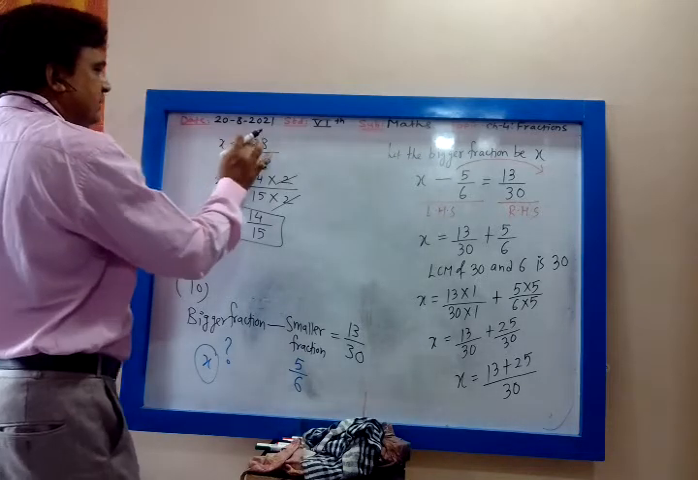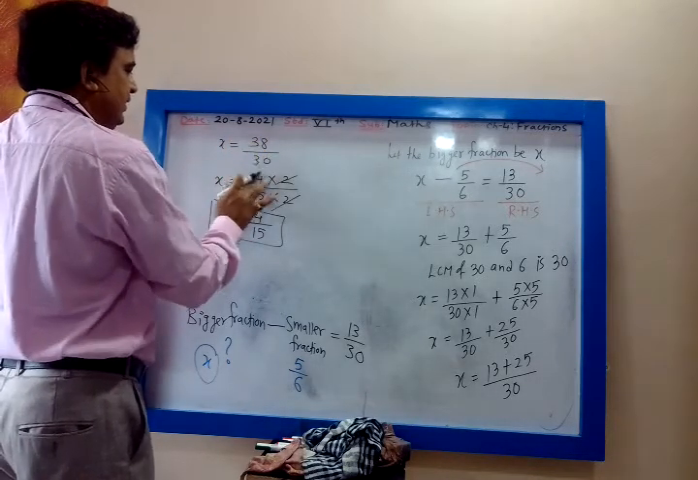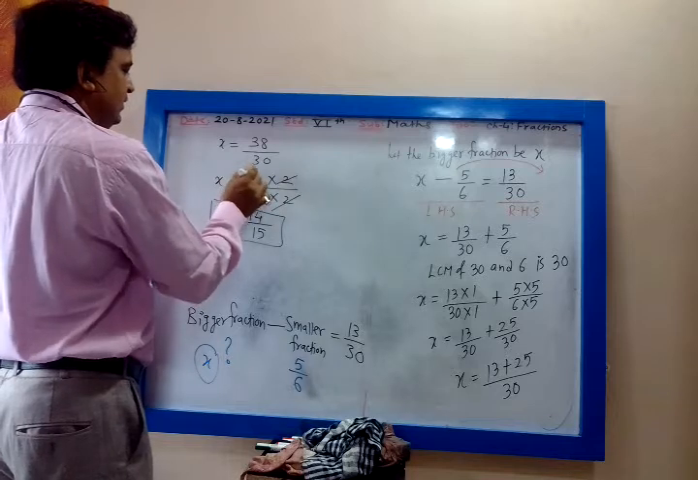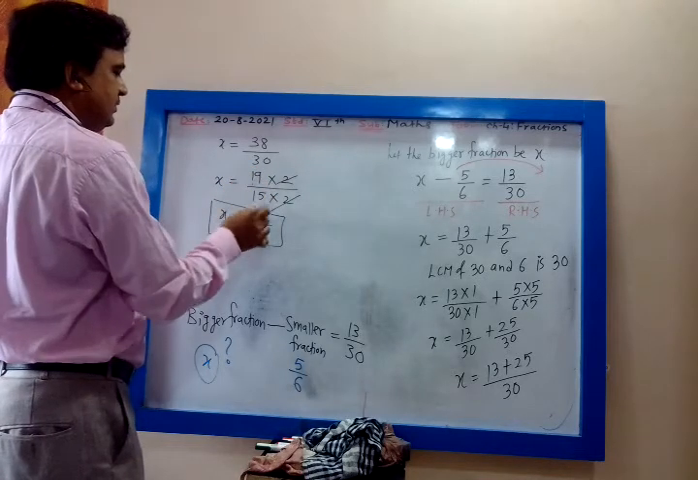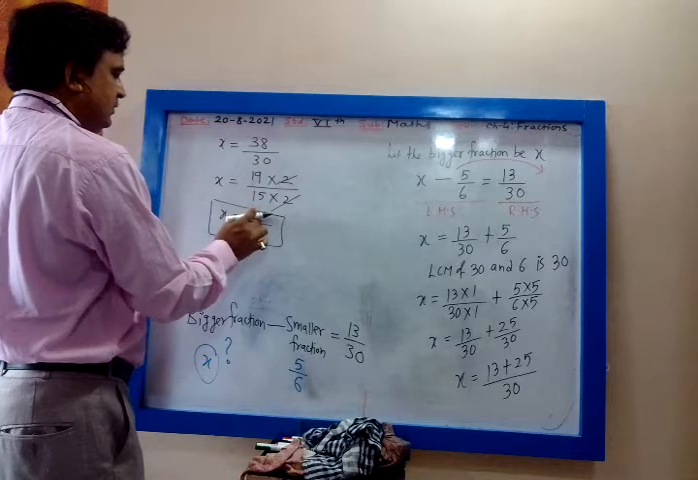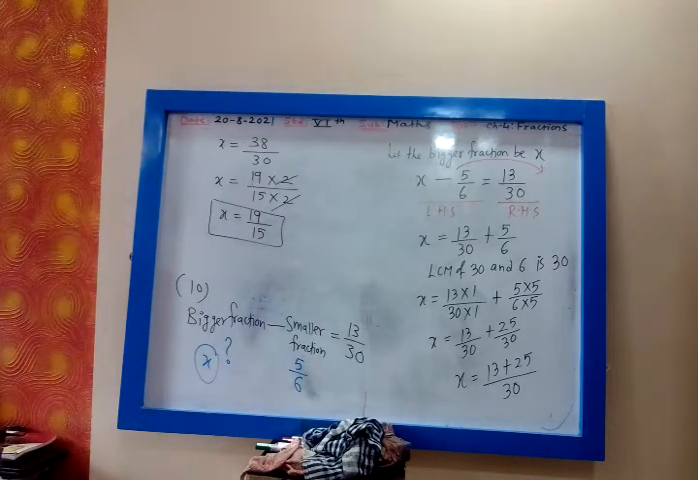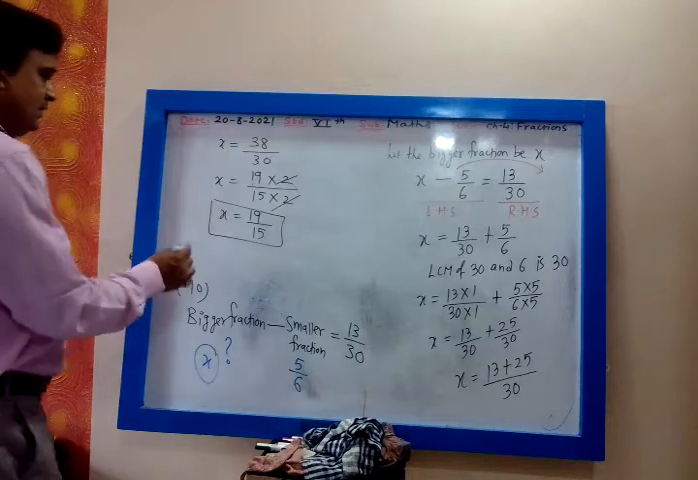One minute. Yes, 25 plus 13 is 38. Yes, sorry. 38, this is 19. 19 twos are 38, 15 twos are 30, so 19 upon 15. Yes, correct. So it was by oversight. 13 plus 25 is 38. Yes. So the answer is 19 upon 15.